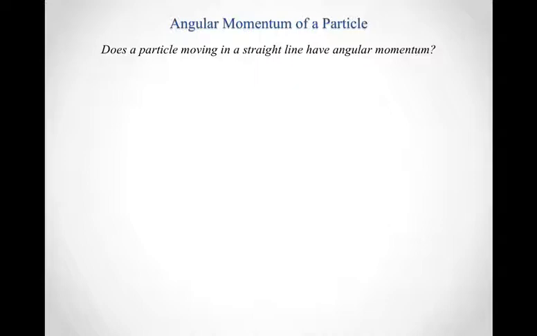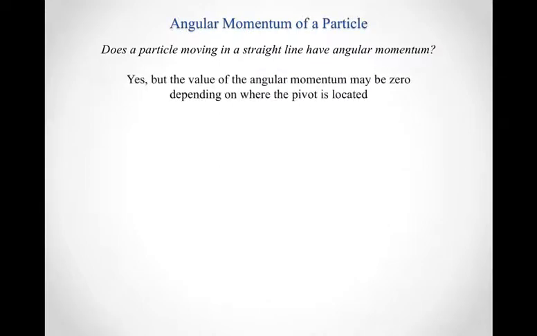So let's say that I have a particle that's moving in a straight line. Does that particle have angular momentum? And the answer is yes, though the value of the angular momentum may be zero depending on where I choose to put my pivot point.